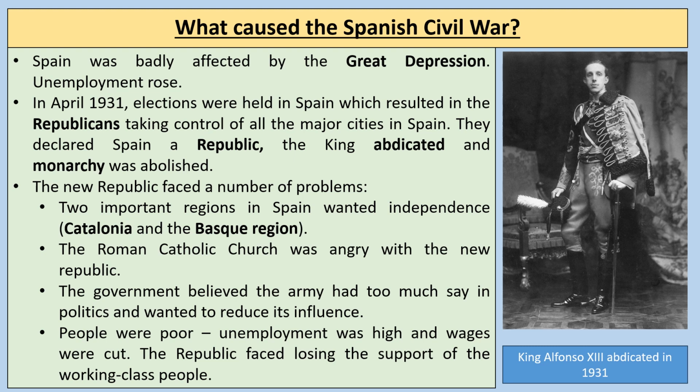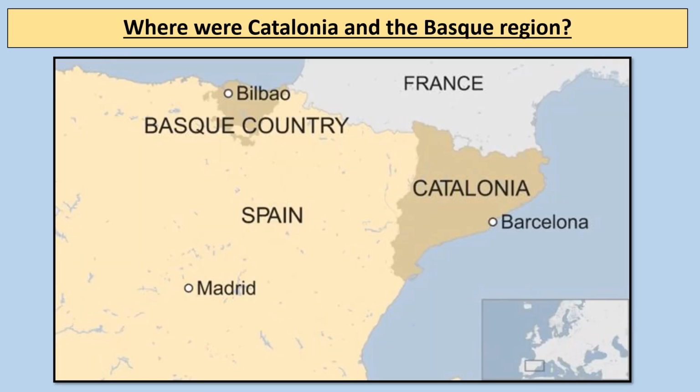Now, this new republic faced a number of key problems. Two important regions in Spain wanted independence. They were known as Catalonia and the Basque region, and those regions still retain quite a focus on the idea of independence even now in the 21st century. The Roman Catholic Church, which was very powerful in Spain, was angry with the new republic. The government believed the army had too much say in politics and wanted to reduce its influence, and people were very poor, unemployment was high, and wages were cut. The republic faced losing the support of working class people. So those two regions, the Basque Country, centered around the Spanish city of Bilbao, is in the north of Spain, and then in the northeast of Spain, there's the region of Catalonia, and the major city there is Barcelona.